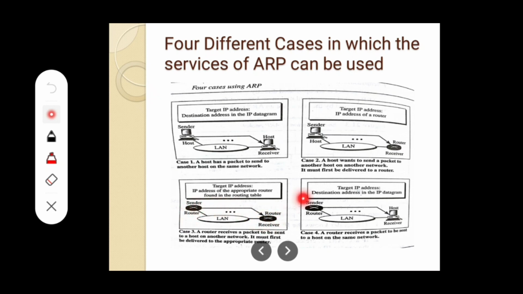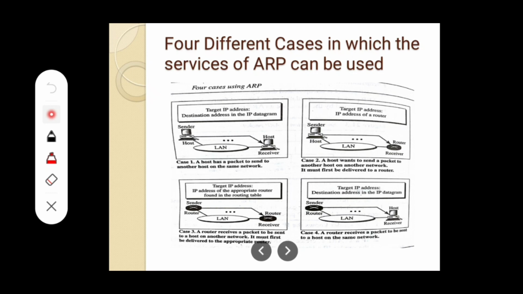Now the last one. The last case is a router delivering to the destination host, the receiver. So the target IP address is the IP address given in the IP packet. In the IP packet we have two addresses, source address and destination address. Referring to the packet, this router can understand the destination IP address. So the target IP address is the destination address of the IP datagram.